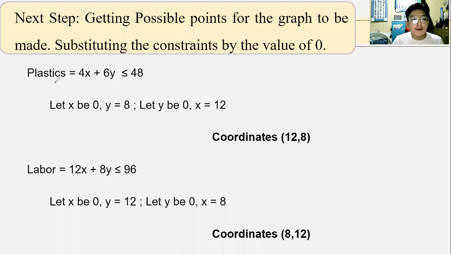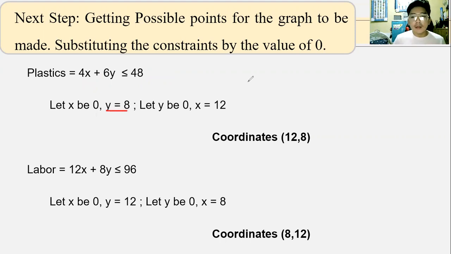We have the equation for plastics. Plastics is 4x plus 6y is less than or equal to 48. So the first thing that we're going to do is to substitute the x by 0. So basically 4 times 0 would actually be 0. So these two would be the remaining. And then in order for us to get the value of y, we're just going to divide it by the value of 6. So 6y divided by 6 is y, and 48 divided by 6 is 8. So in here, we have the value of y is equal to 8.